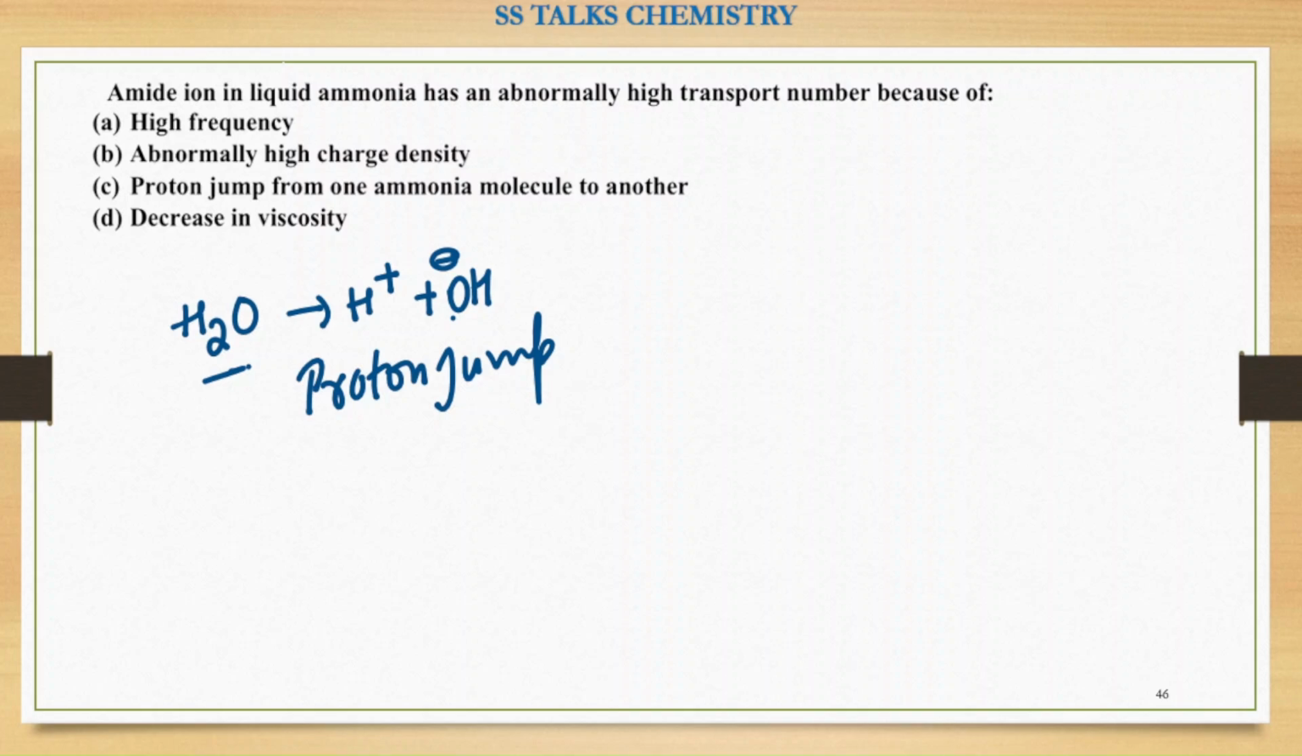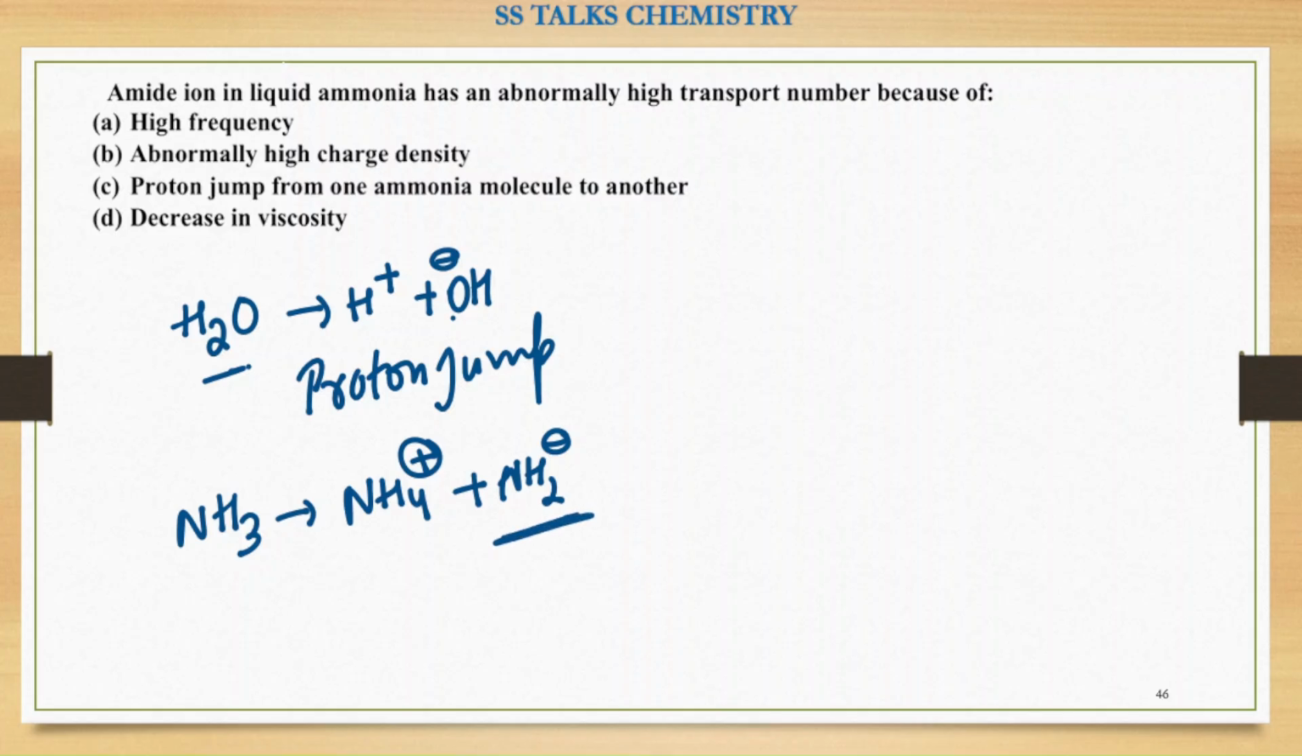Now similarly for the ammonia solvent, if you see, the ionic species which is present, so the gain of one ammonium ion and the NH2 negative will be there. So these are the two ions you are having. Among these we are talking about this amide ion, right? So the amide ions are going to have the higher conductance exceptionally.